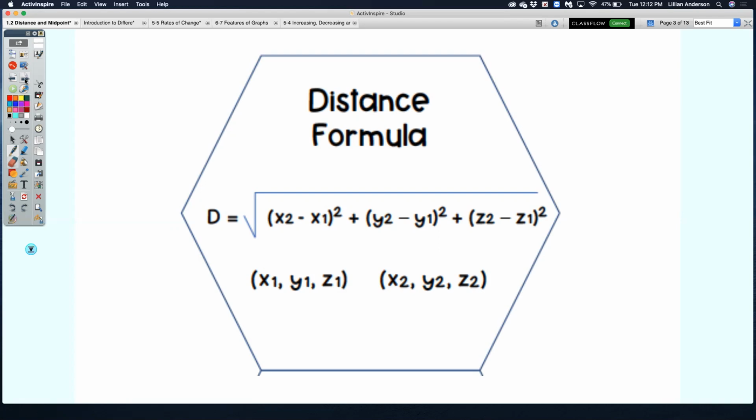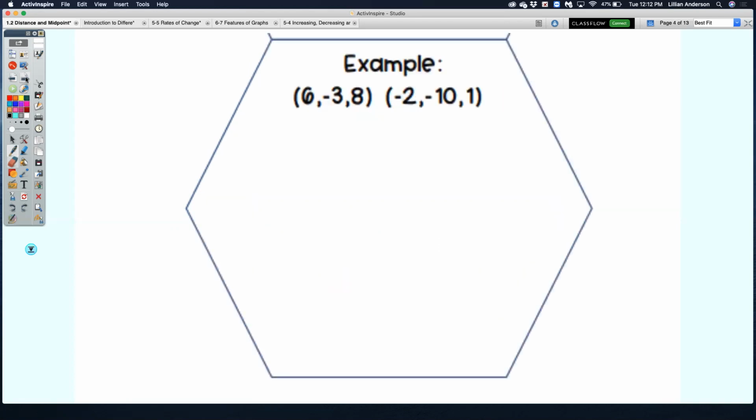dimension, okay? So when you have to find the distance, here's your particular example: 6 is your x1, -3 is your y1, and 8 is your z1. -2 is your x2, -10 is your y2, and 1 is your z2. They're the same points, so we're going to do distance first.